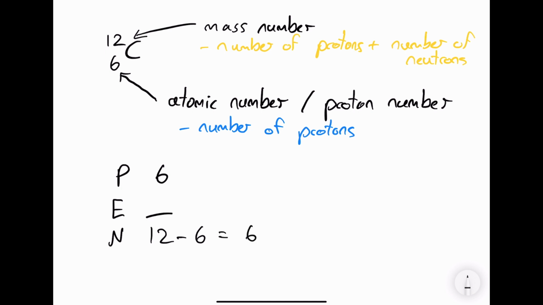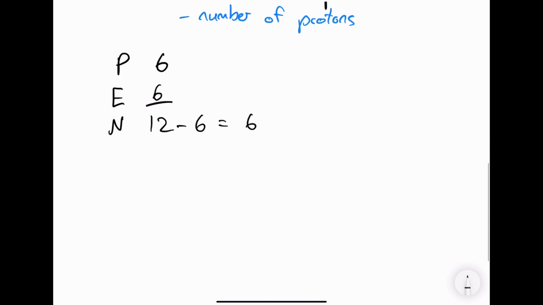But how many electrons will it have? Well, because the carbon atom has no charge, it is neutral. It means the number of positive protons and negative electrons is the same, so it will have 6 electrons. Let's look at a more difficult example.